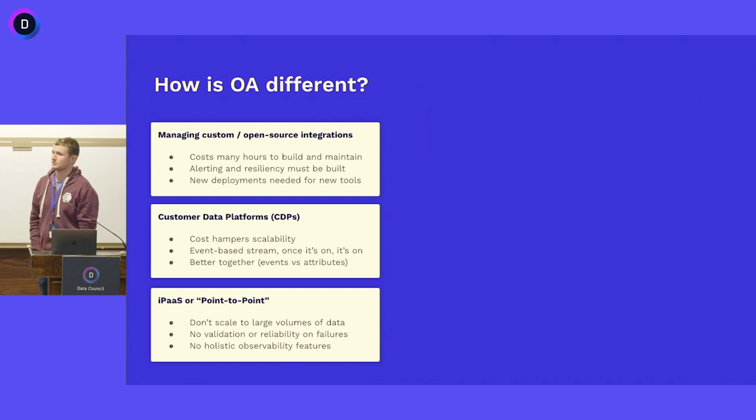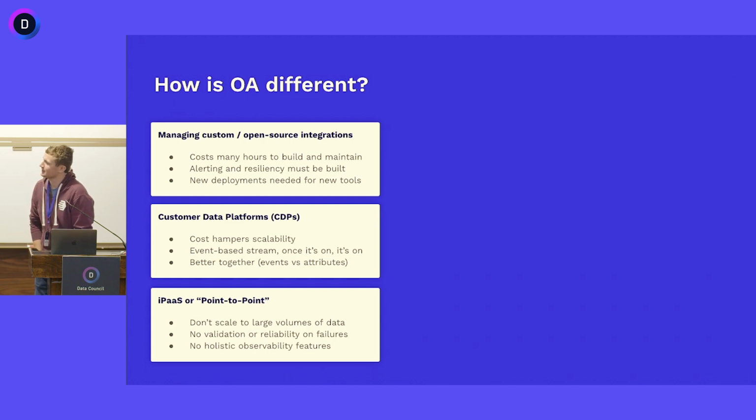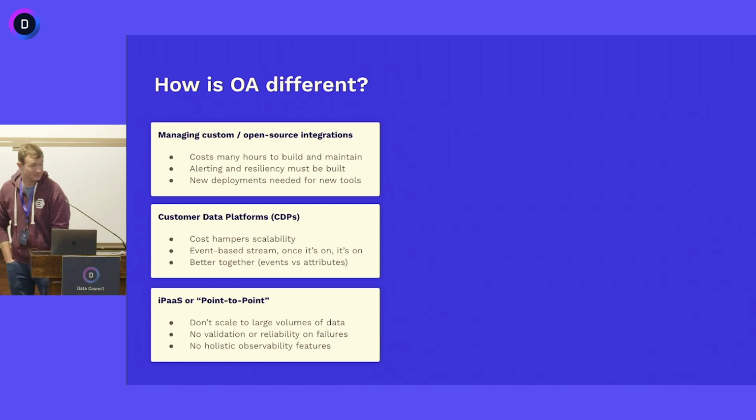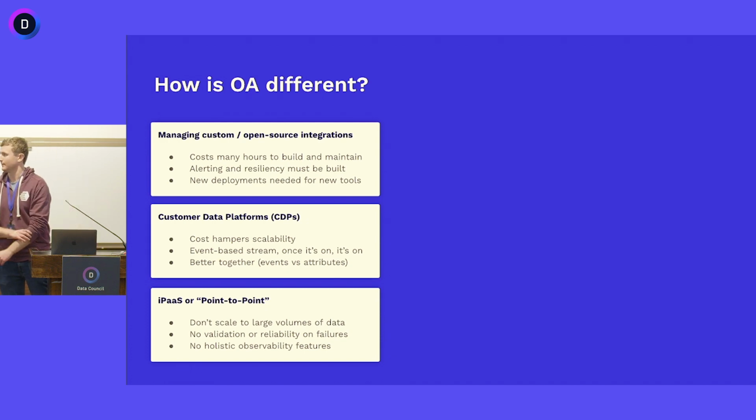And oftentimes costs will scale as data volumes scale. So as your customer base is growing, the cost for a CDP often grows proportional to the growth rate of your customers, almost penalizing you for being successful. And then iPaaS, or point-to-point, is a similar event-based general model. You don't have as much observability into when they fail. They tend to fail silently. And you don't have that holistic observability or reliability when things fail.